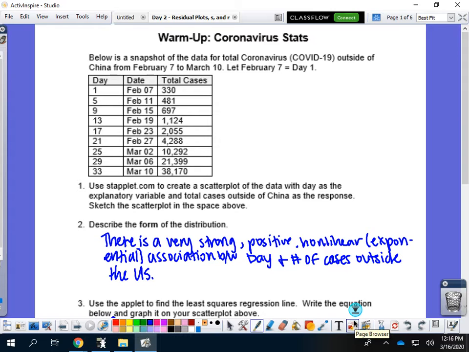So in your packet, you just want to find the sheet that says warm-up, coronavirus stats. I found these stats last week, right before we left, and they go up through March 10th, so it's pretty timely. Of course, it's different now, but it's just a good place to start.